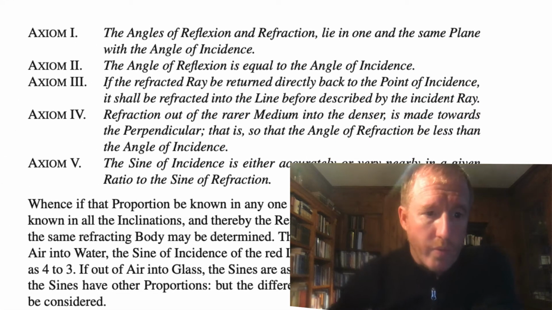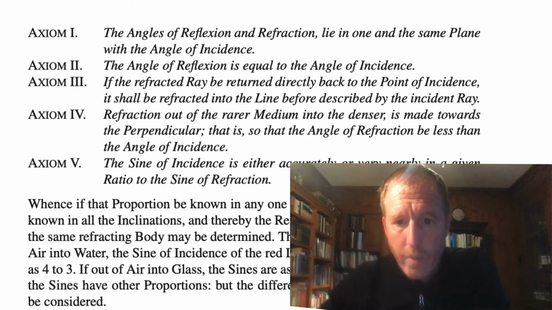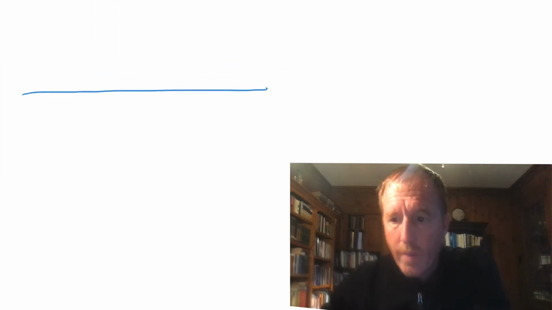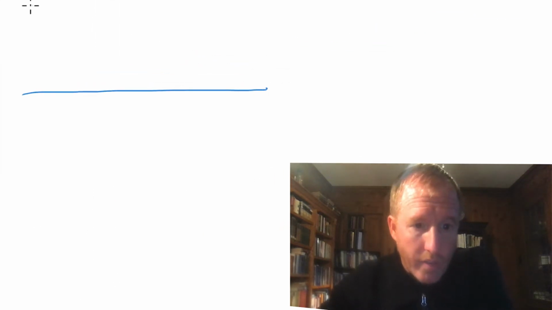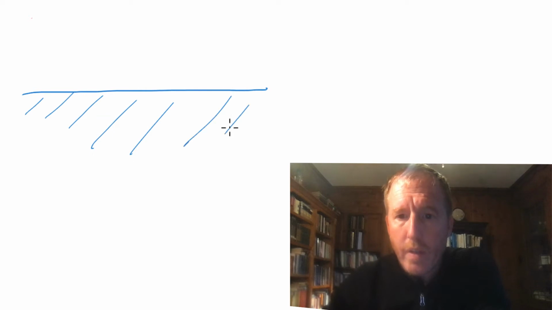What about axiom 4? He says that refraction out of the rarer medium into the denser is made towards the perpendicular, that is, so that the angle of refraction be less than the angle of incidence. Okay, what does he mean by this? Well, he says that if you're coming out of a rarer medium, so let's suppose we have a rare medium up here, and a more relatively dense medium right here.